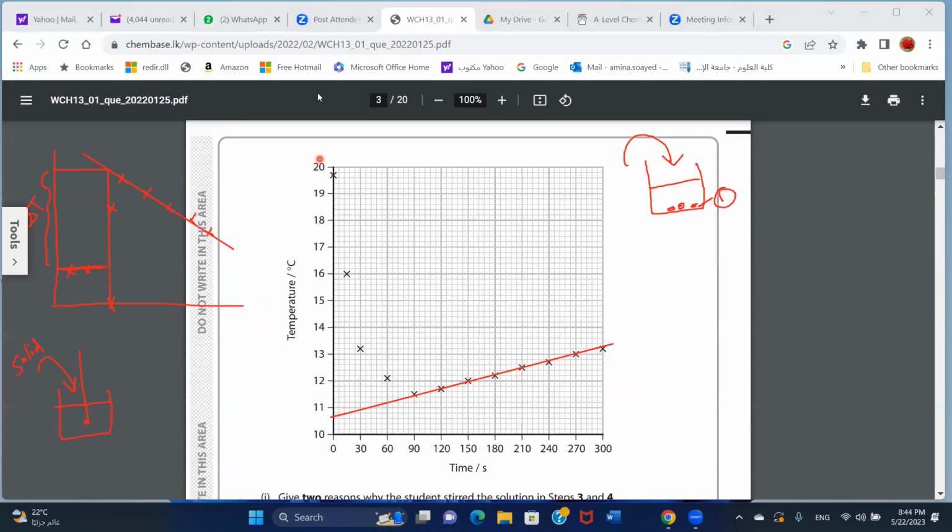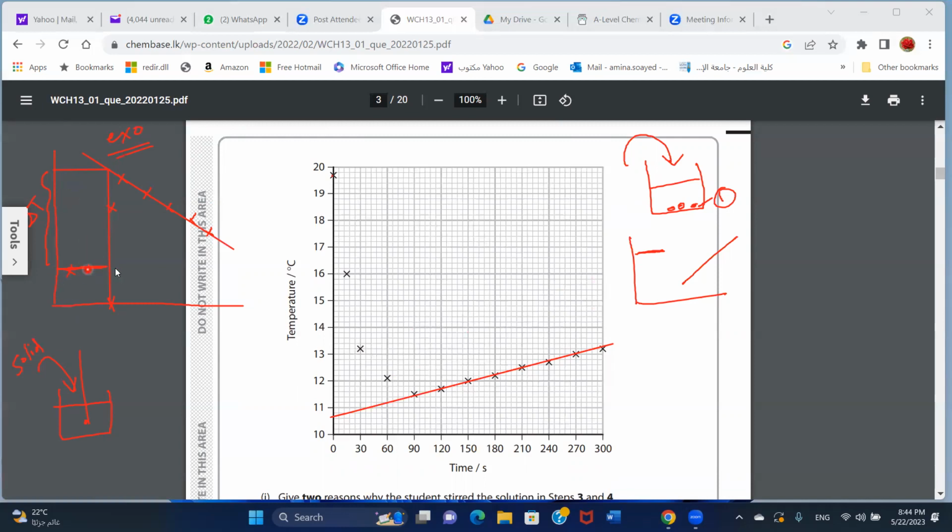Otherwise, your curve would have been like this, and then when they add the solid, you get this line. Because this is an endothermic reaction, as you see, the temperature dropped. But that other one is an exothermic reaction where the temperature increased. Can you see the difference? This is an exothermic reaction.